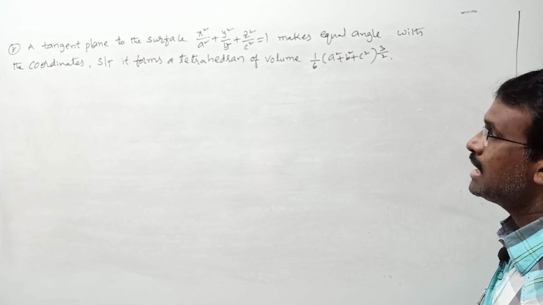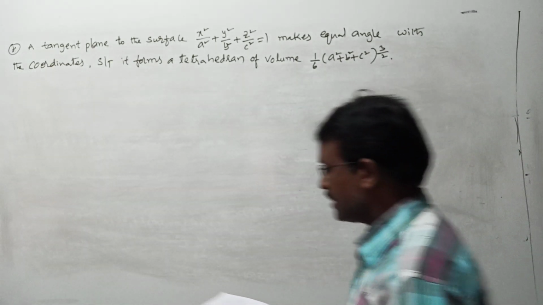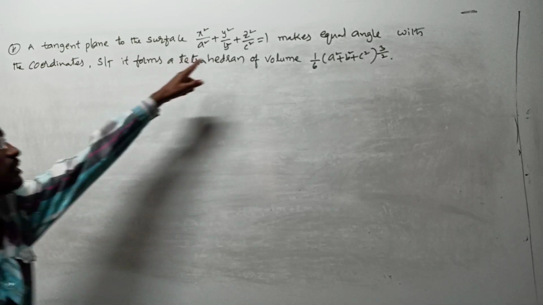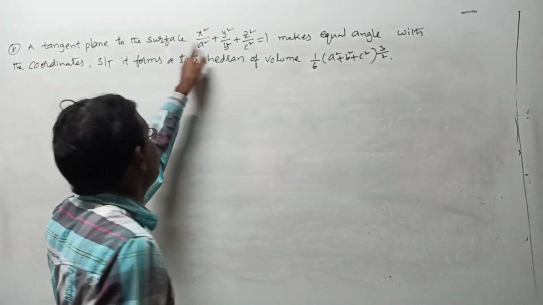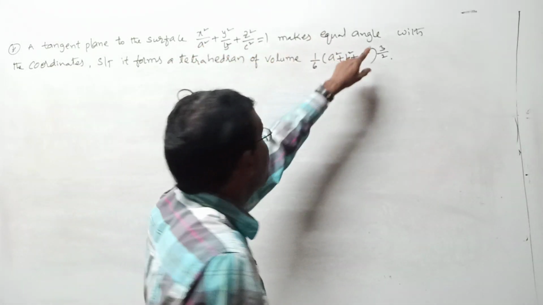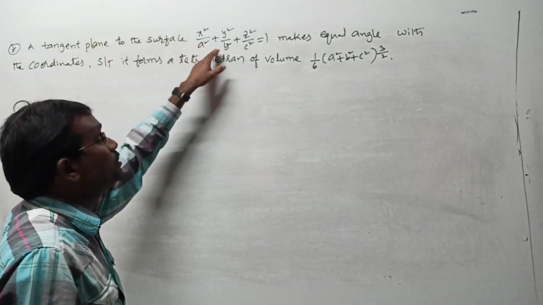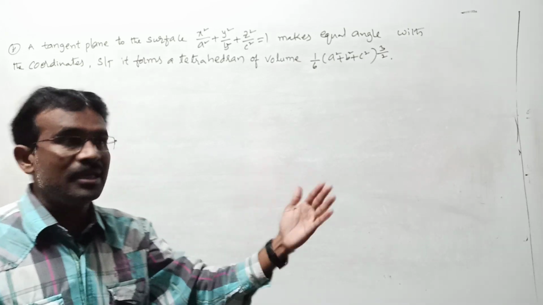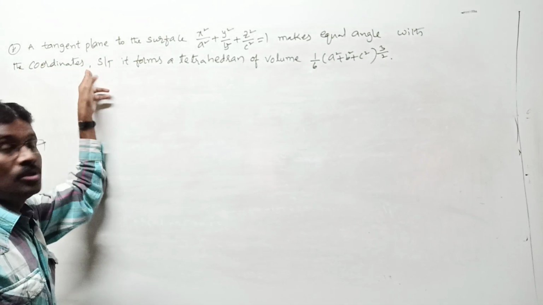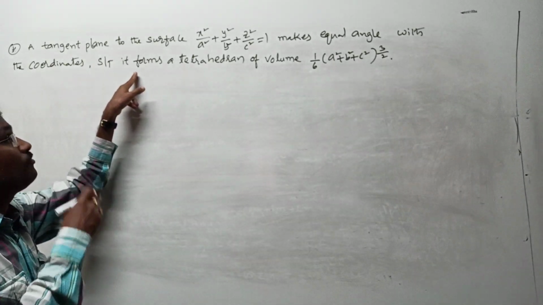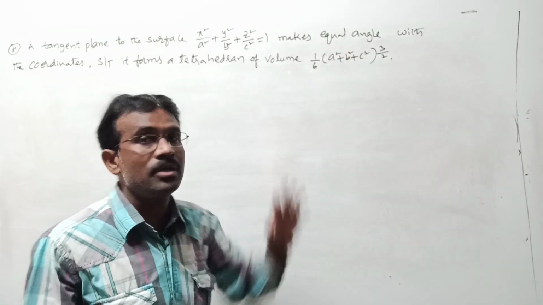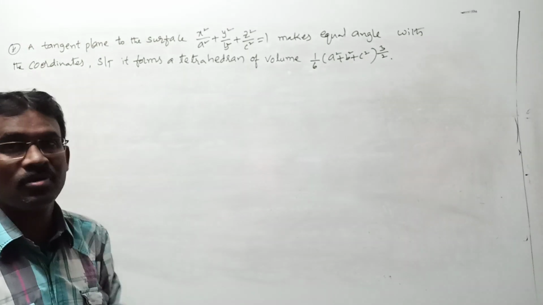A tangent plane to the surface x square by a square plus y square by b square plus z square by c square equal to 1, means ellipsoid, ma. Its surface is an ellipsoid. Makes equal angle means the tangent plane of this ellipsoid makes the same angle with the x axis, y axis, z axis. Show that it forms a tetrahedron having volume one by six into (a square plus b square plus c square) whole to the power of three by two.